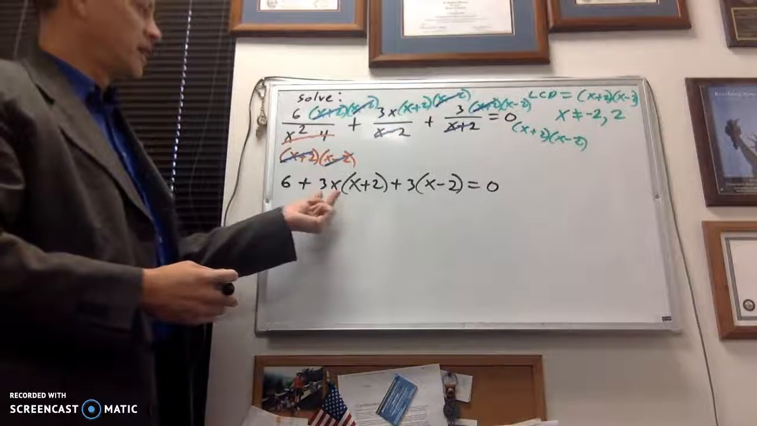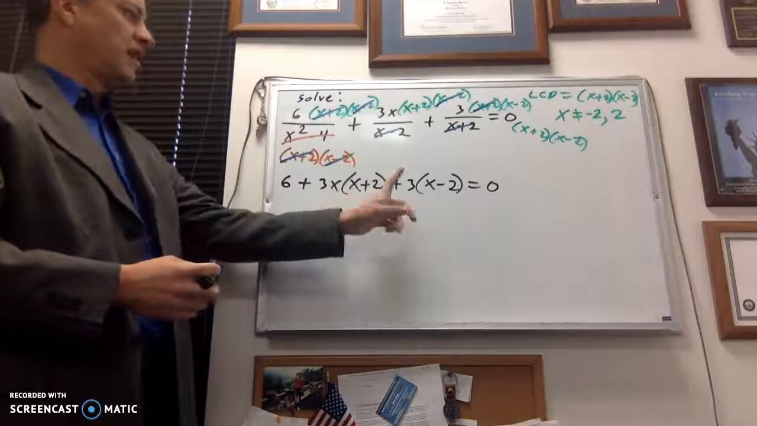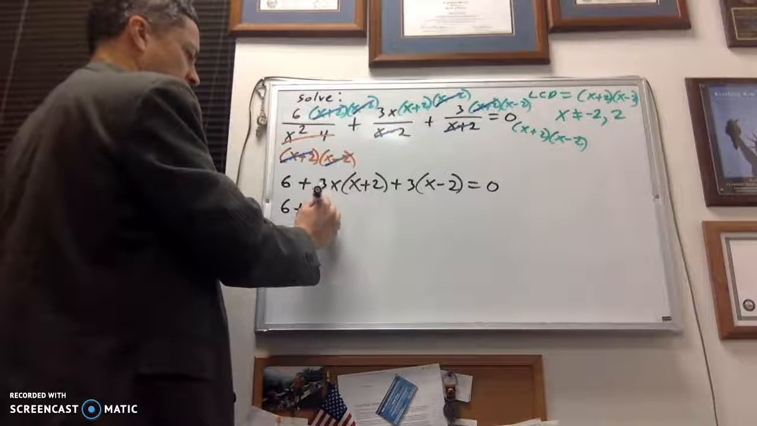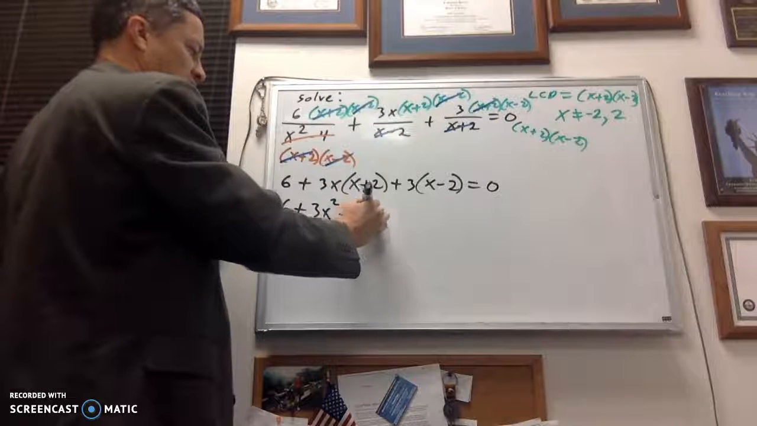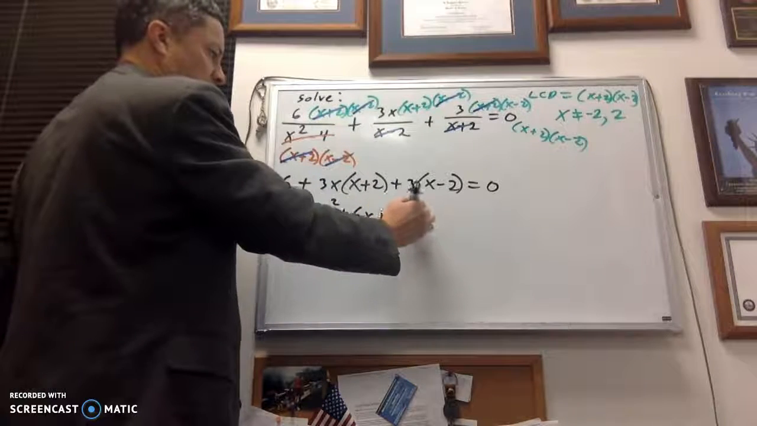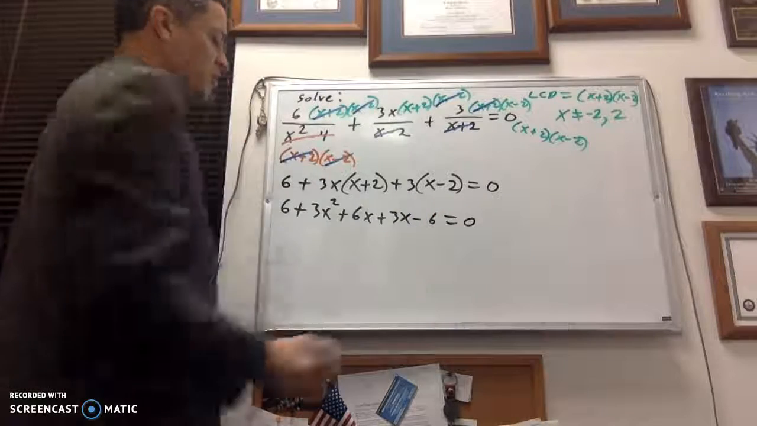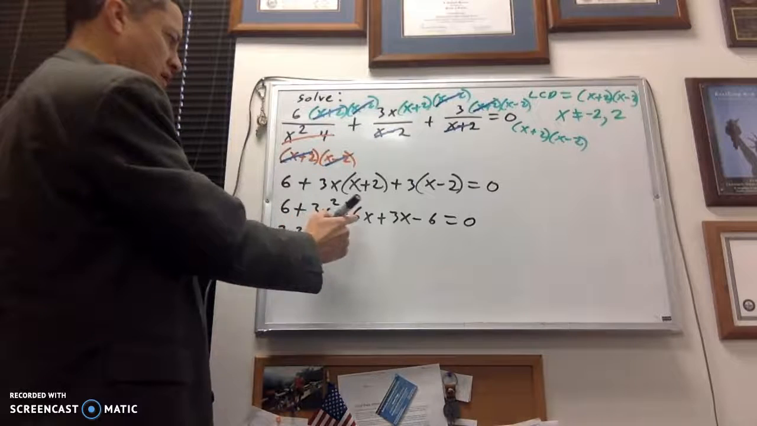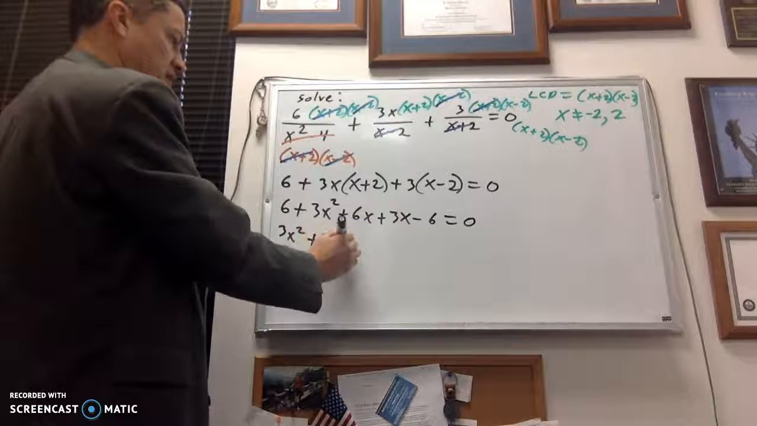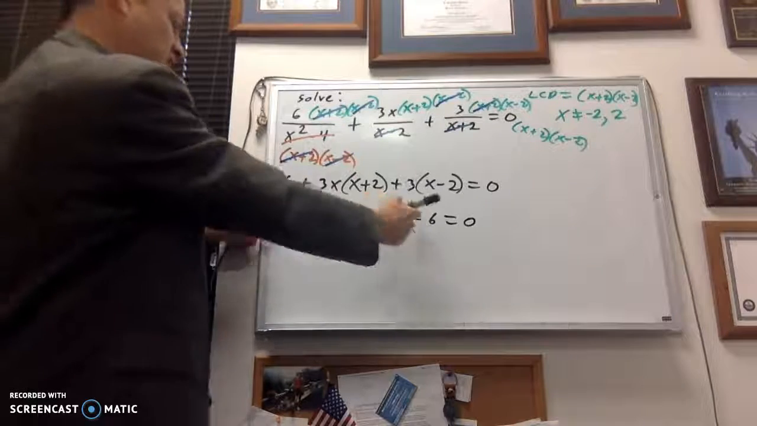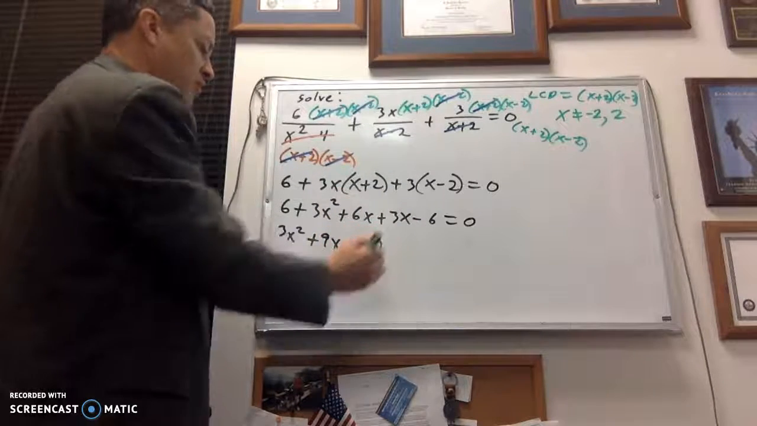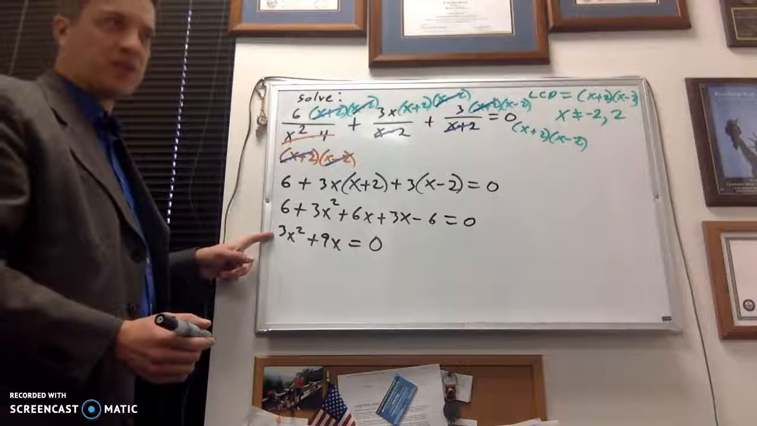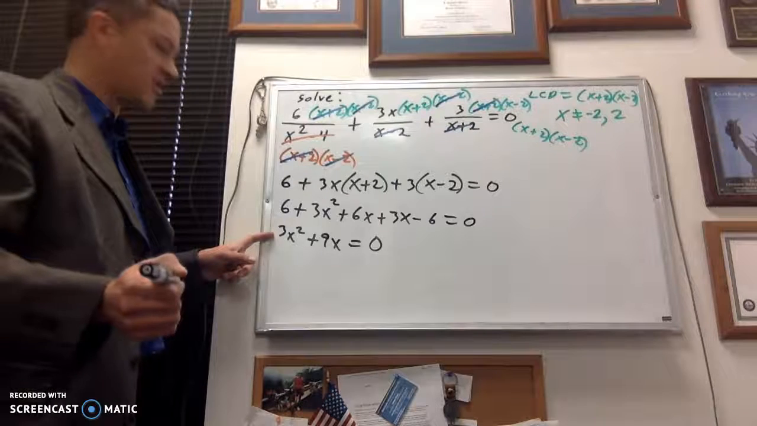So let's distribute the 3x through the second term and a 3 through the third term. So I've got 6 plus 3x squared plus 6x plus 3x minus 6 equals 0. Collecting like terms on the left, I'll have 3x squared plus 9x, and 6 minus 6 drops out, and that will equal 0. So we're going to have to factor at this point because I'm going to use the zero product rule in order to solve this.